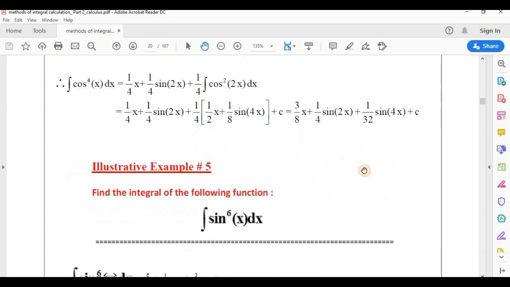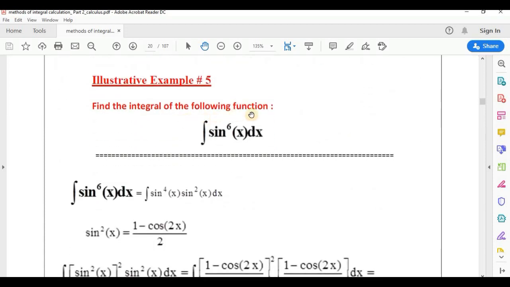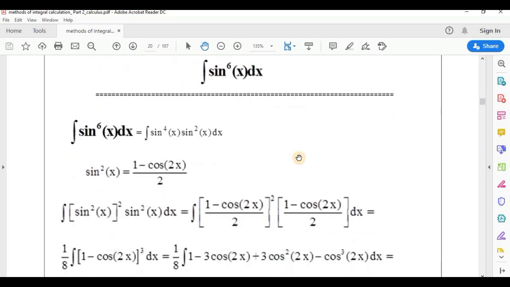Let's see another example. Find the integral of the following function: integral sine to the power 6 x dx. We have even power, so we will follow the previous steps to solve this type of integral.